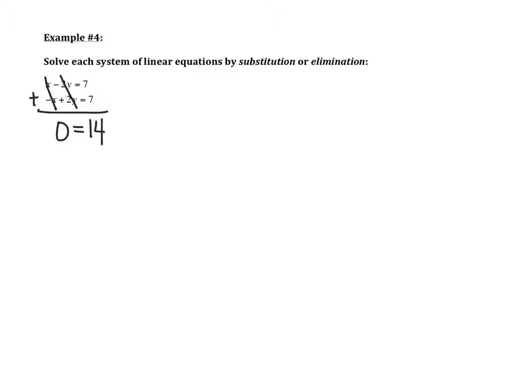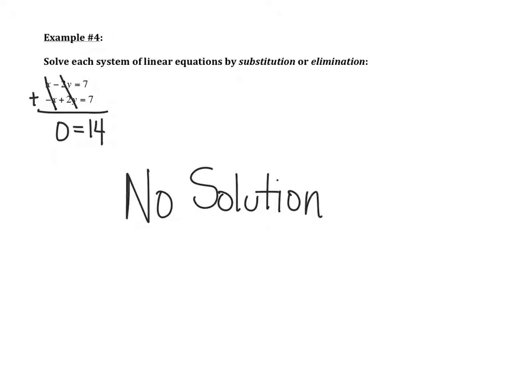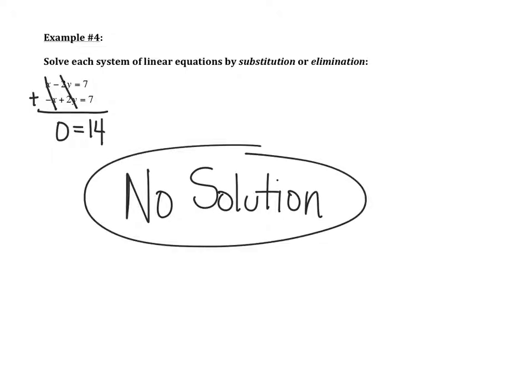So in this case, I ended up with both my x's and my y's eliminating each other, and I ended up with a false statement. Whenever you get a false statement like this, 0 equals 14, then your answer is no solution. If you did the substitution method, you would end up with something like 0 equals 10, and again, it would be no solution. So whenever you get a false statement, it's no solution.